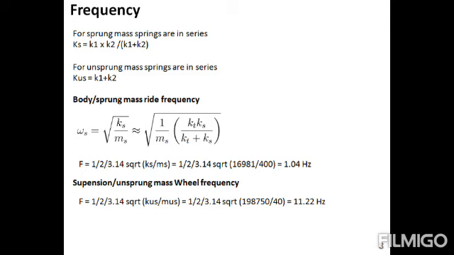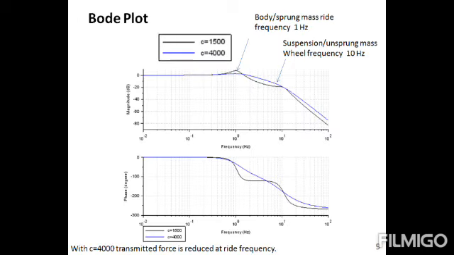K by M. Graph shows Bode plot with damping values 1500 and 4000 Newton second per meter. Gain at resonance is reduced with higher damping value of 4000 Newton second per meter.